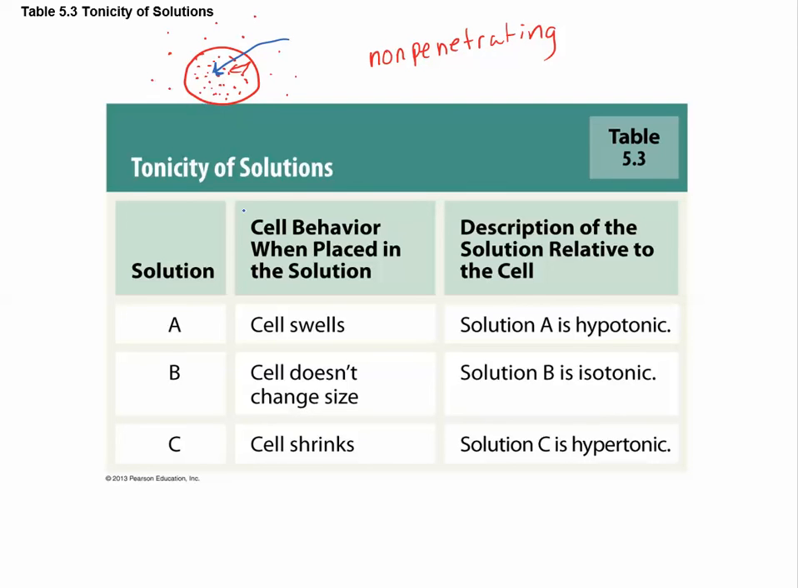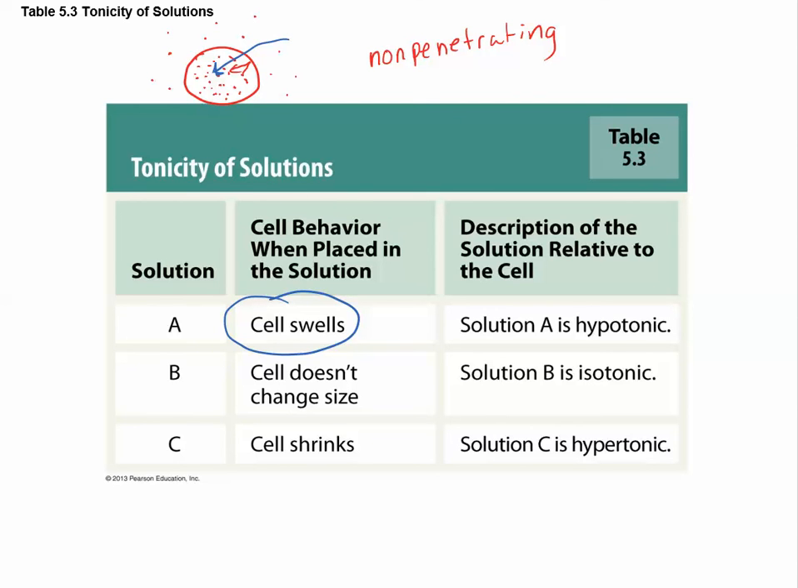So what we have is solution A. If this solution out here is hypotonic, then that means that the cell is going to swell. It's going to pull that water in. So these particles are going to act like a sponge and they're just going to suck up that water.